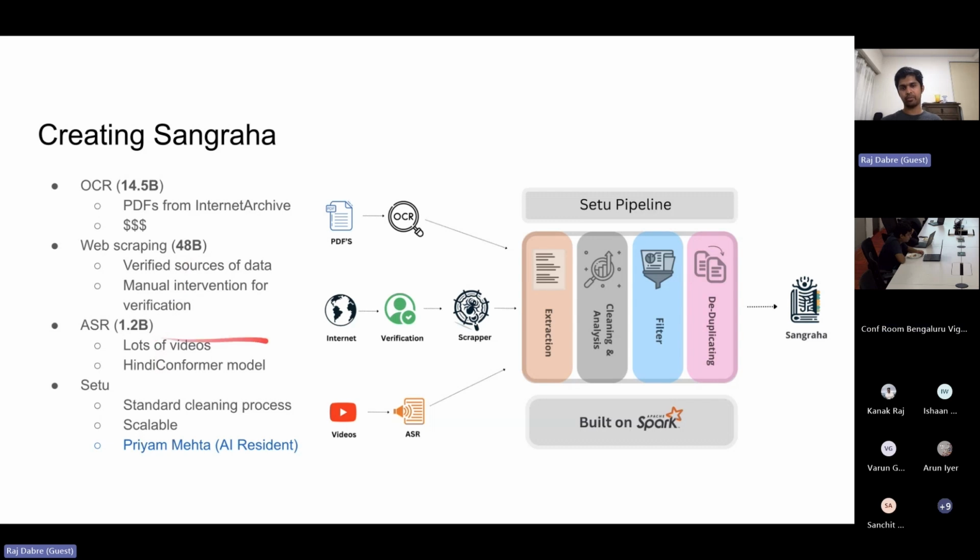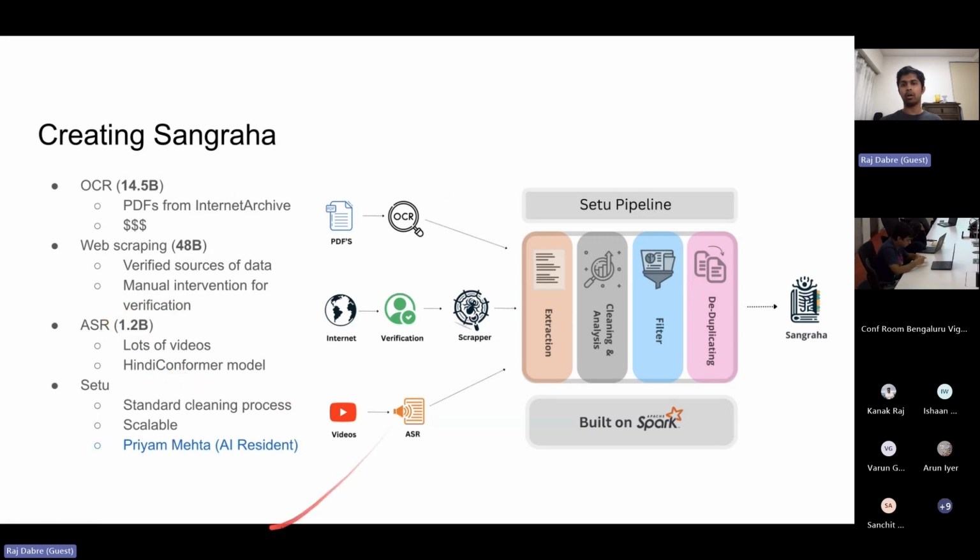We have ASR, which means we have a lot of videos from lectures, and subtitles, like you have your movies and so on, open subtitles and so on. So there is a lot of audio data, and you can perform ASR from over there. We got about 1.2 billion tokens, and for this we used the Hindi Conformer model.